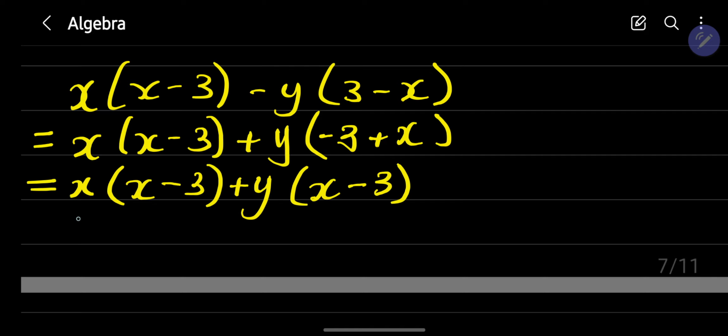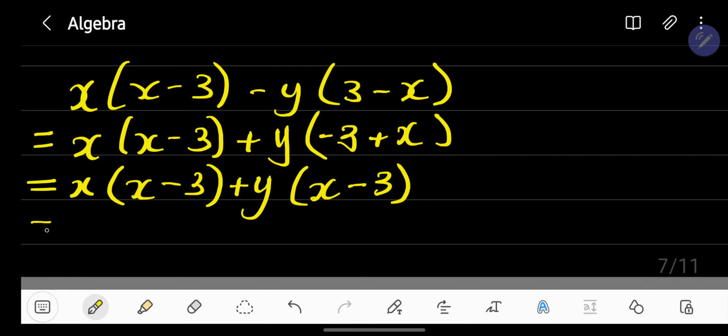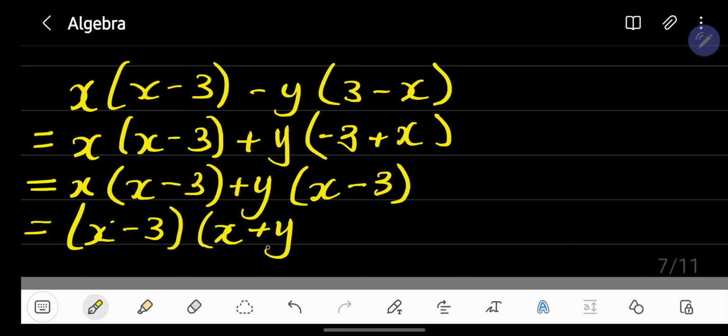Then you can simply solve it and say x minus 3 is common, right? If you take x minus 3 from this term, you will remain with x. And if you take x minus 3 from this term, you are going to remain with plus y. Then you have solved it. So that's how we apply sign change, guys.